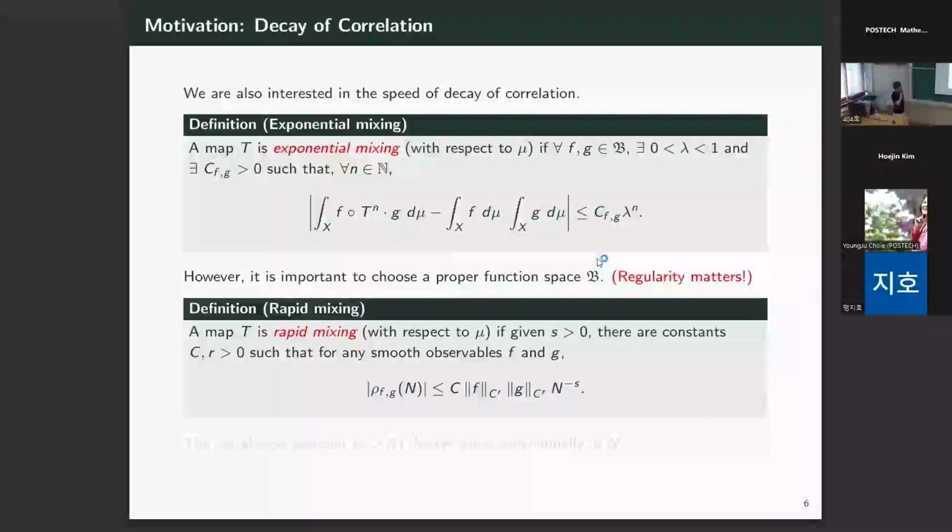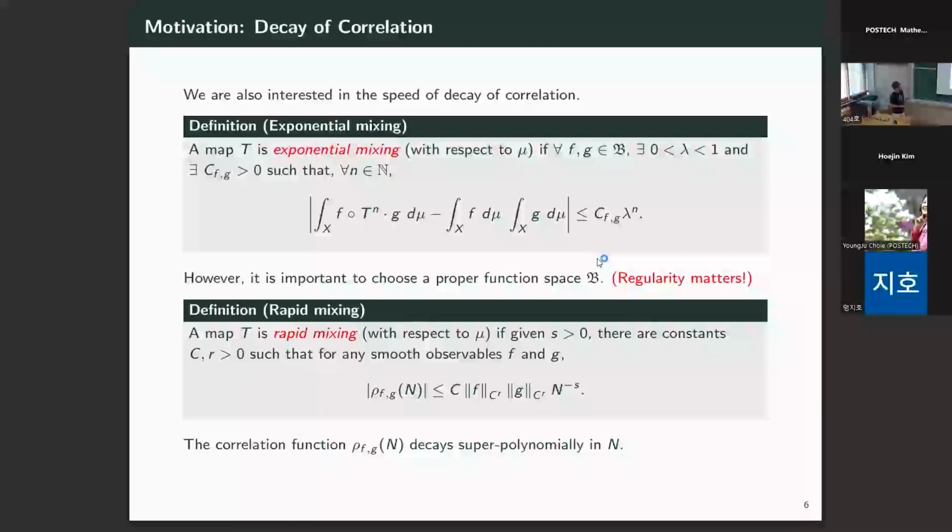So next one is rapid mixing. A map T is rapid mixing. It's the same statement, but the difference is the speed of decay. Your correlation function can be bounded by n to the minus s. So in this case, the correlation decays sub-exponentially, the bound is super-polynomial. You can choose any s, and you can also choose any r, the r is for the regularity. And in particular, we will only consider C^r space in this case. So this is the main difference between exponential mixing and rapid mixing.